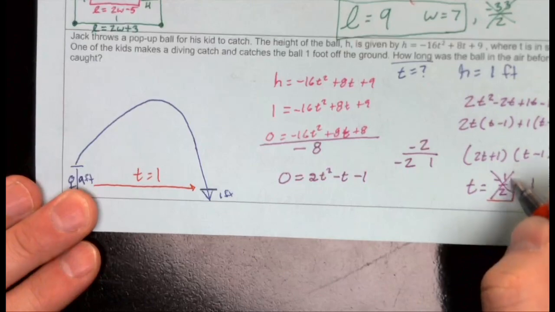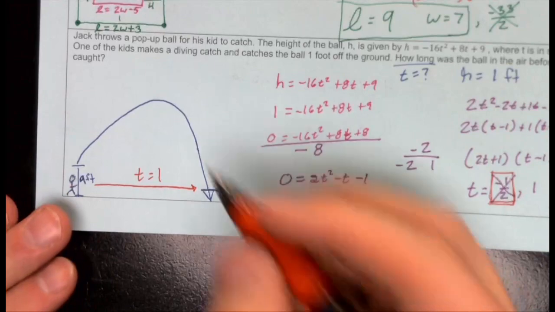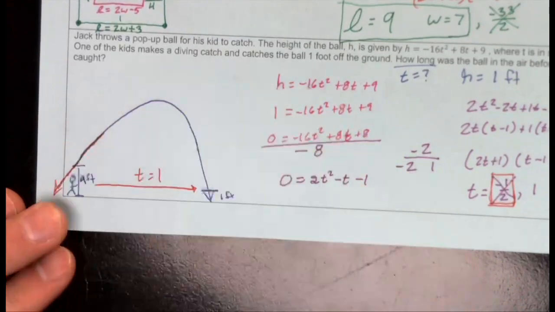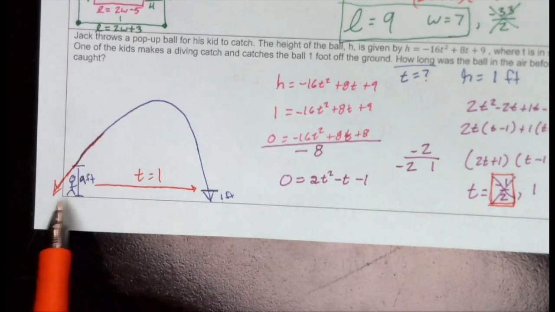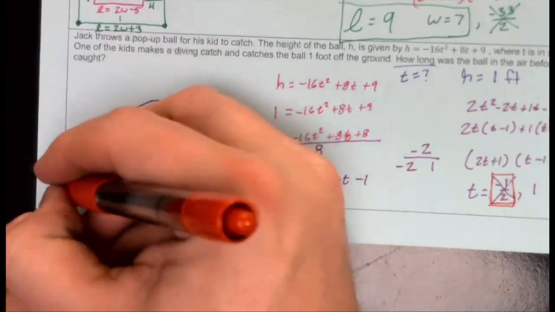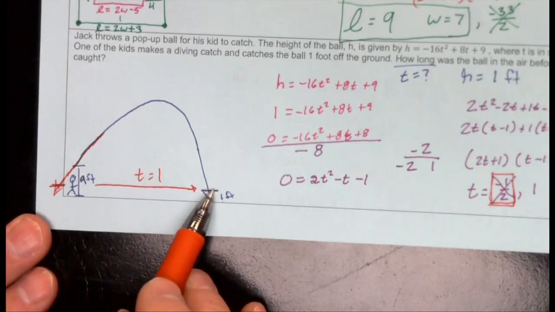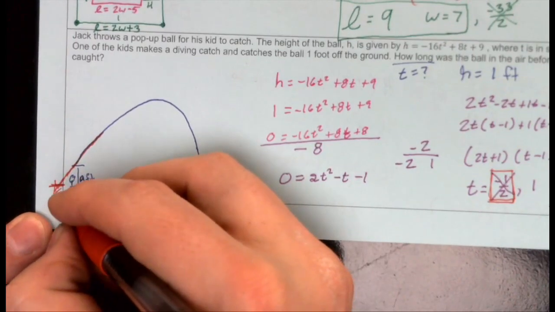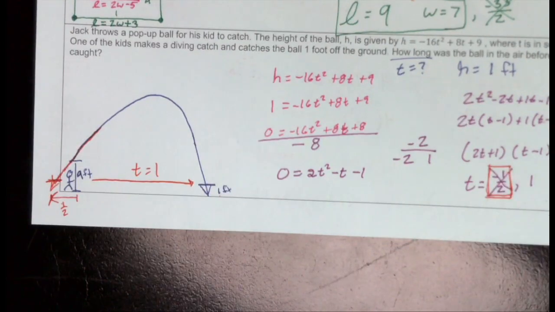Where the negative half-second answer comes from, why it's even considered in the math, is when we go the opposite direction in time. So instead of going this way and being at 1 foot, what happens if we go backwards in time to when we're 1 foot above the ground? Right there. If it took 1 second to get here, going this way took half a second. But that's going backwards in time, which doesn't exist yet. Maybe one day we'll have time travel.